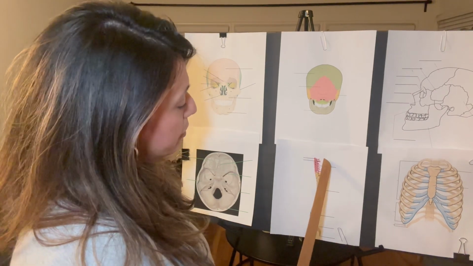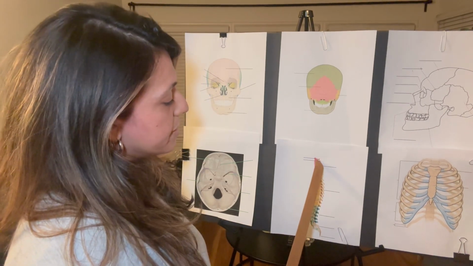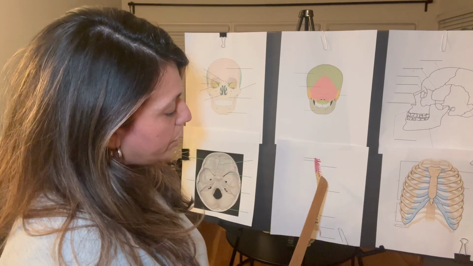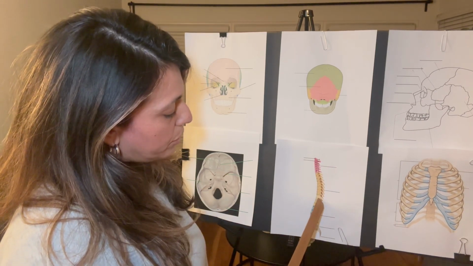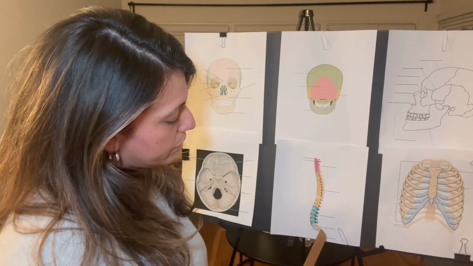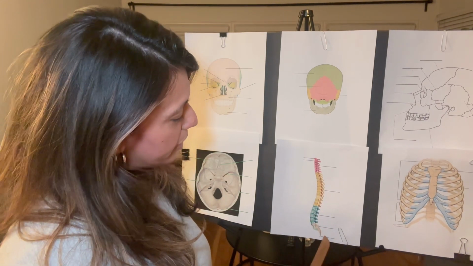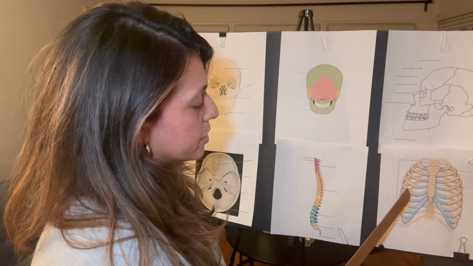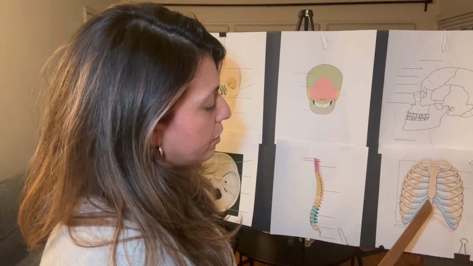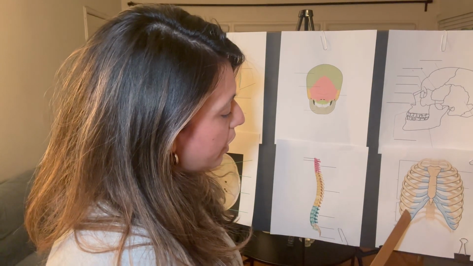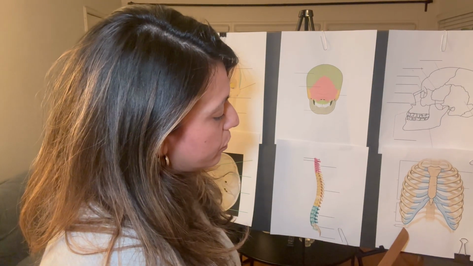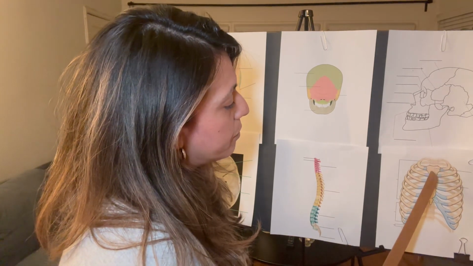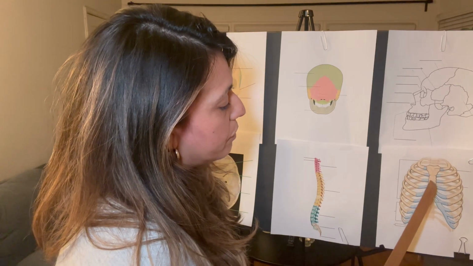The vertebral column has the atlas, the axis, the cervical vertebrae, the thoracic, the lumbar, the sacrum, and the coccyx. The thoracic cage has the true ribs, 1 through 7, false ribs, 8 through 10, the floating ribs, 11 through 12, the manubrium, and the body of the sternum.